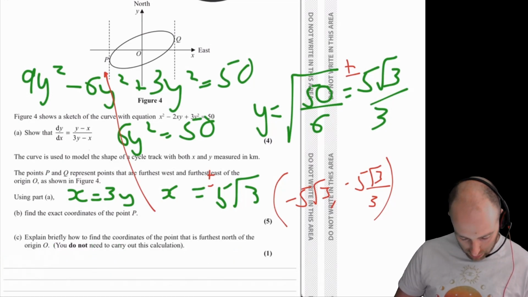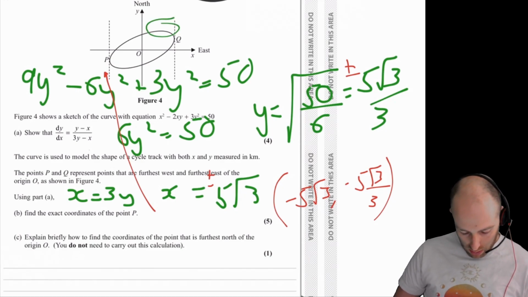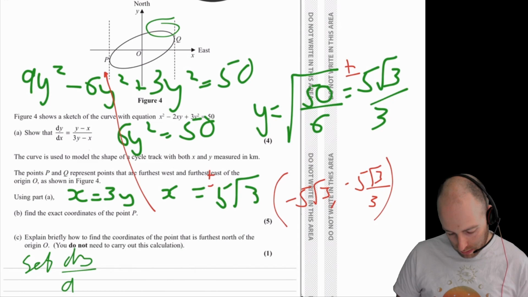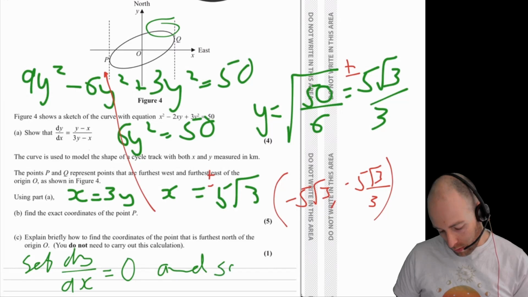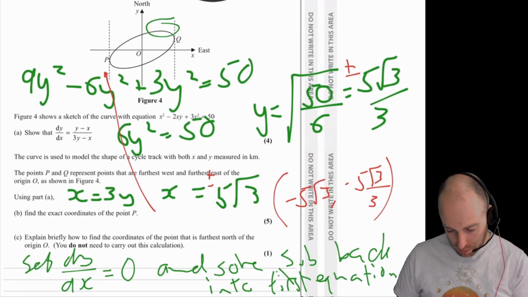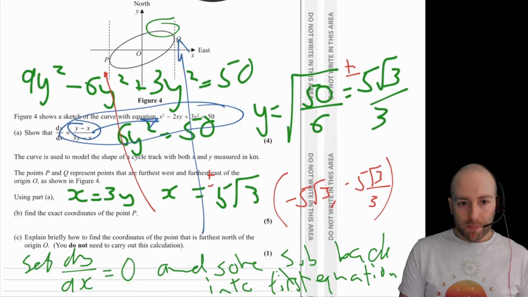Okay, last bit, 1 mark. Explain briefly how you find the coordinates of the point that's furthest north of the origin, so that's this point here. Well, there's a maximum point, so we set dy/dx equal to 0 and solve. To do that, we're probably going to need to sub back into the first equation, like we just did, but using the numerator as 0 instead of the denominator. So sub those together, solve, and you would find that point.